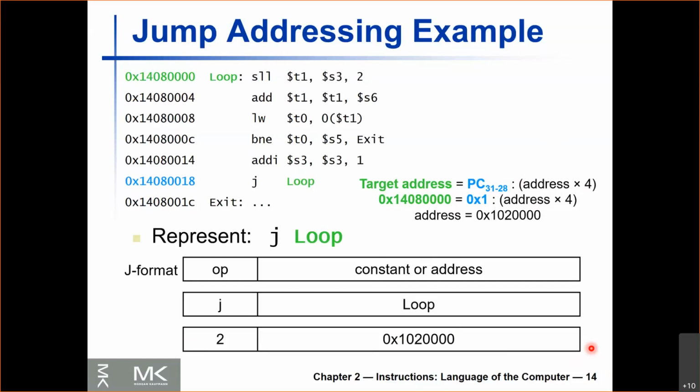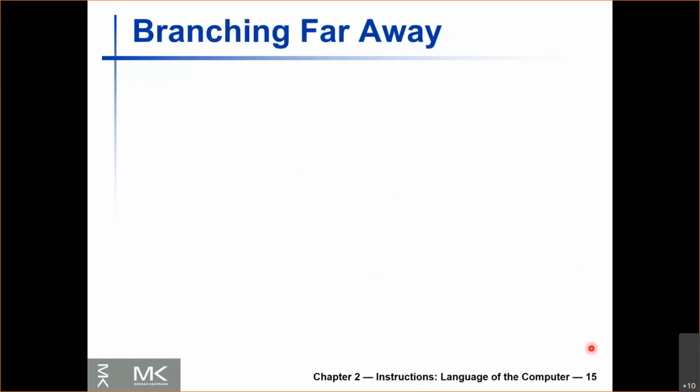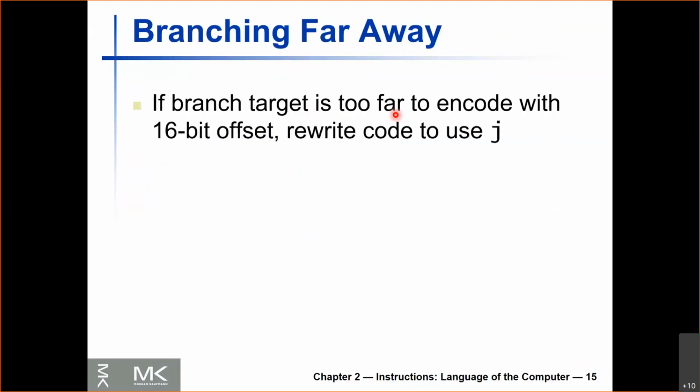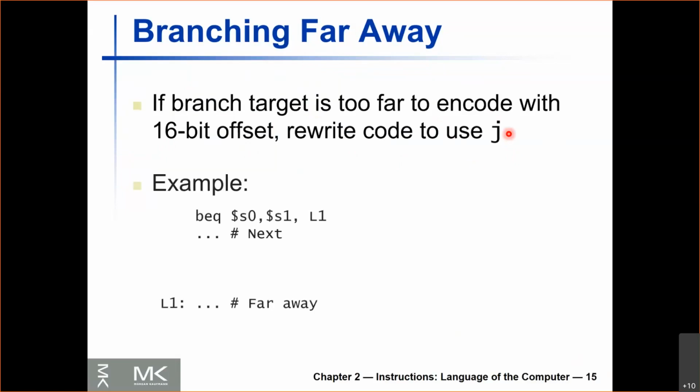Okay, well, now we get to the topic that one of your colleagues was asking about, which is what if we need to branch far away? What if we need to branch somewhere that is farther away than what we can represent using the 16 bits? If the branch target is too far to encode with the 16-bit offset, we're going to rewrite the code using a jump instruction. How do we do that? Well, if we had this code over here, we have branch if equal S0, S1 to L1, and L1 is very far away.